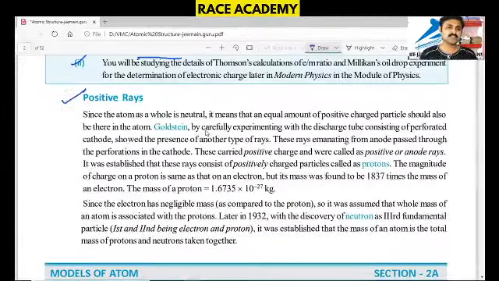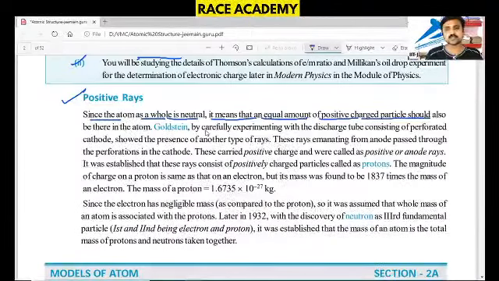What are the positive rays? How are they generated? Let us see. Since the atom as a whole is neutral, it means that an equal amount of positively charged particles should also be there in the atom.